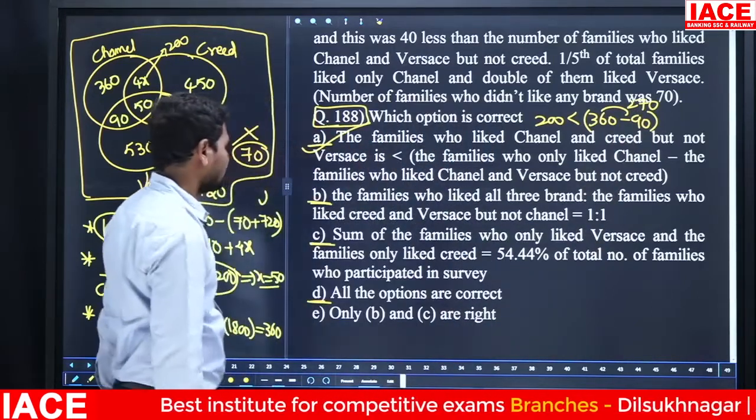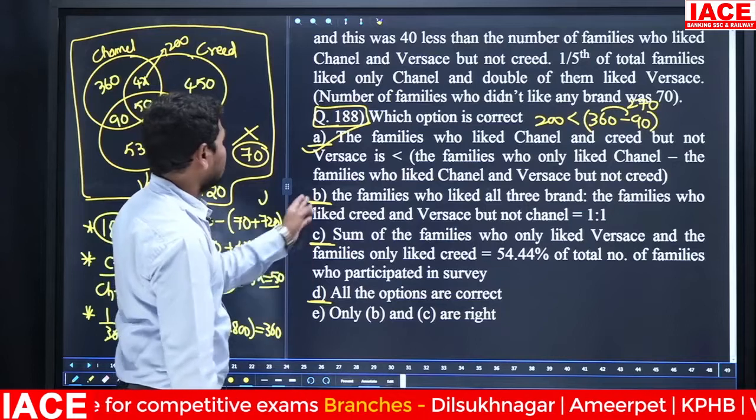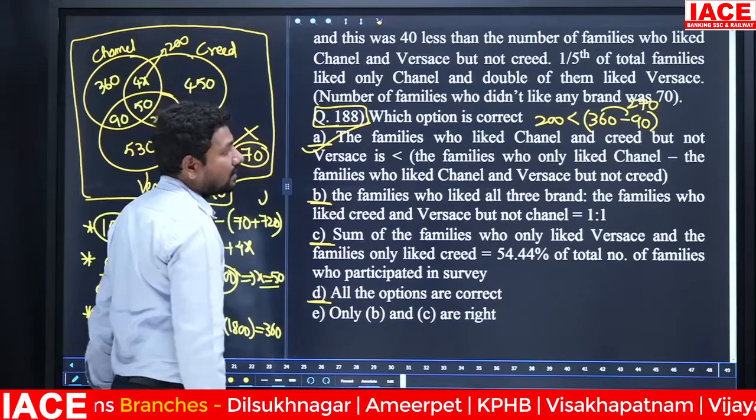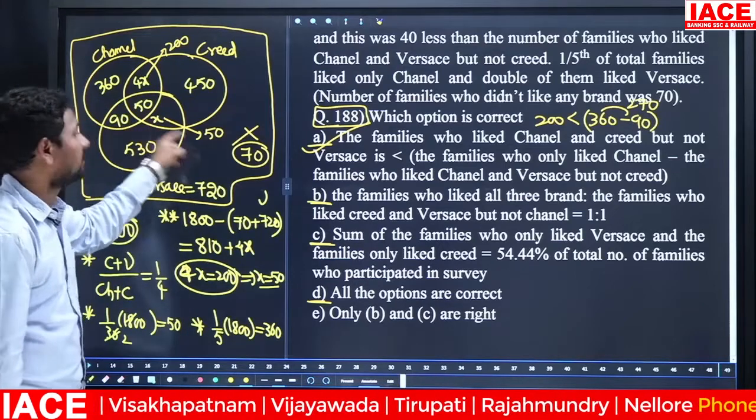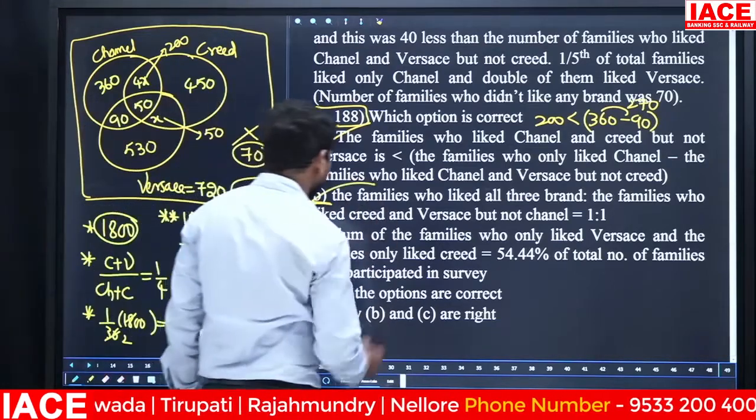Which option is correct? Then next, B: the families who liked all the brands compared with the families who liked Creed and Versus but not Channel. 50-50 means 1:1. So B is correct.